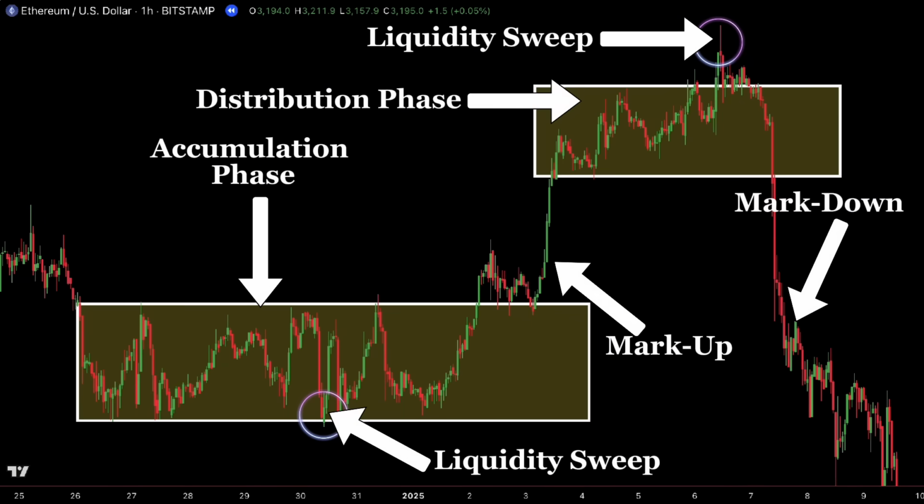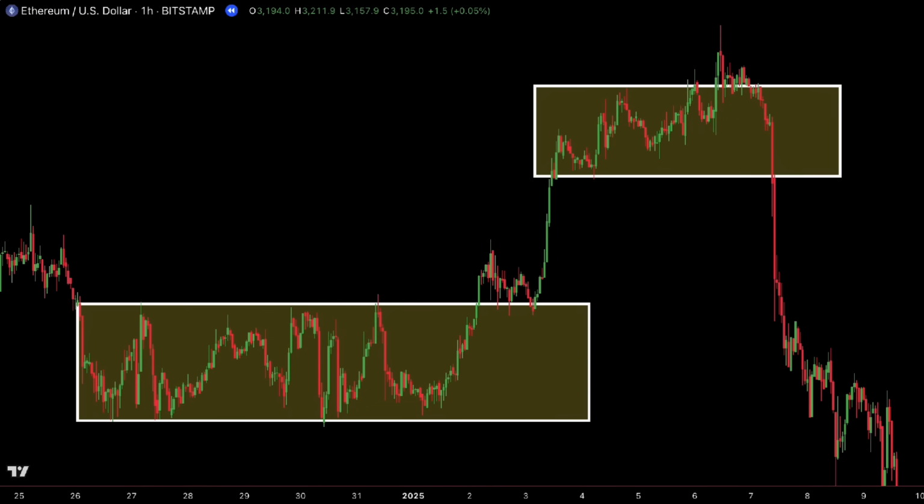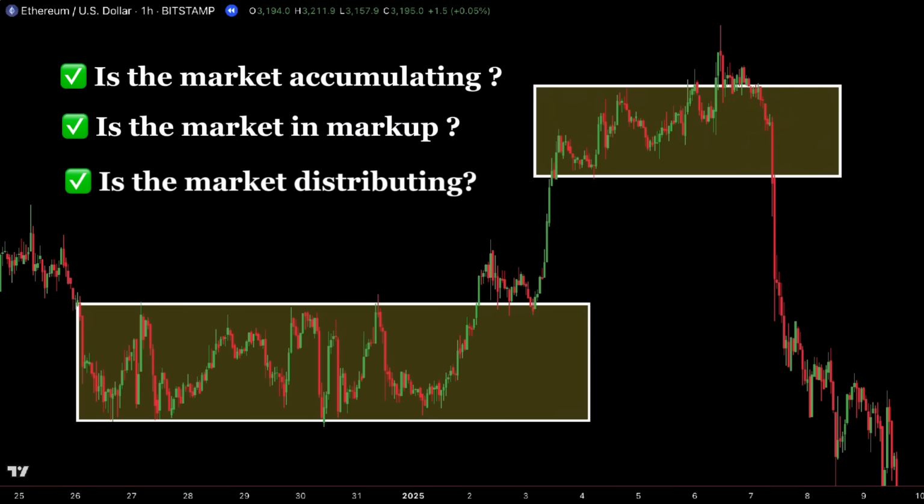With smart money out of the market, selling pressure dominates and price starts to fall. And look at what happens next. The market drops exactly as expected. By applying the Wyckoff method, you can read the market with precision. Is the market accumulating? Is the market in markup? Is the market distributing? Or is the market in markdown? If you can identify where the market is in this cycle, you'll know exactly what to do, when to enter, when to exit, and when to avoid getting trapped.